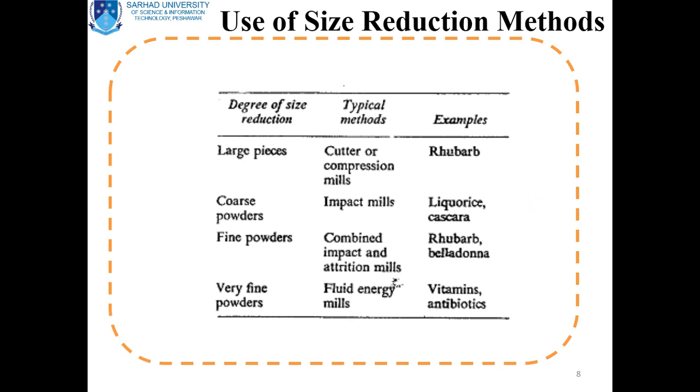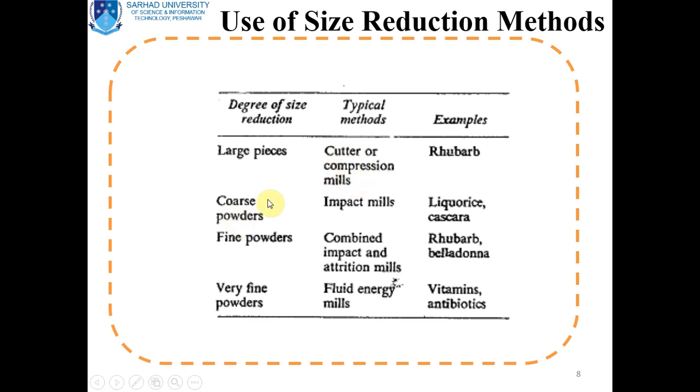The use of size reduction methods depends upon the degree of size reduction, and the typical methods are selected depending upon the degree of size reduction. For example, if we require large pieces, then the typical methods for producing the large pieces are cutter or compression methods. Examples are rhubarb. If you require large pieces of rhubarb, then typical methods are cutter or compression.